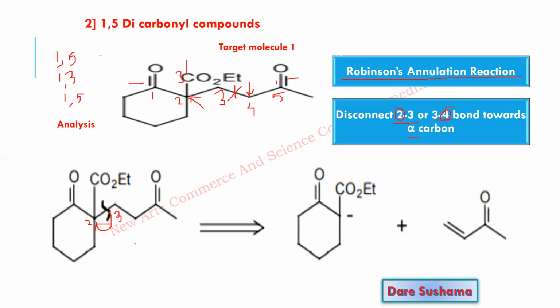So if you disconnect at number 2, the first synthon generated has a negative charge on this alpha carbon, and number 3 has a positive charge. So number 3 is positively charged; if I number it, this is the alpha carbon and this one is the beta carbon.